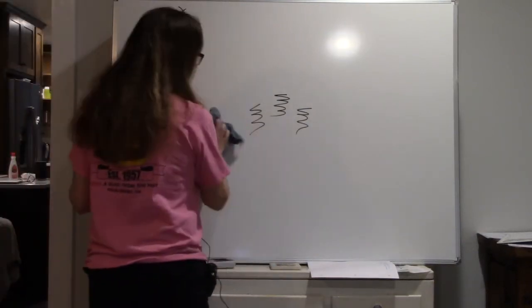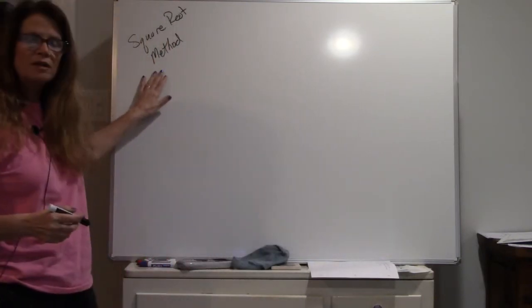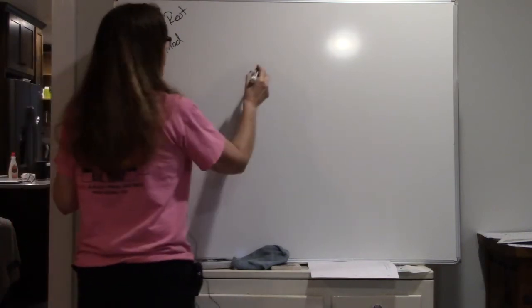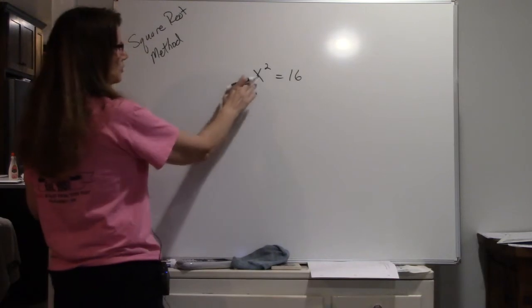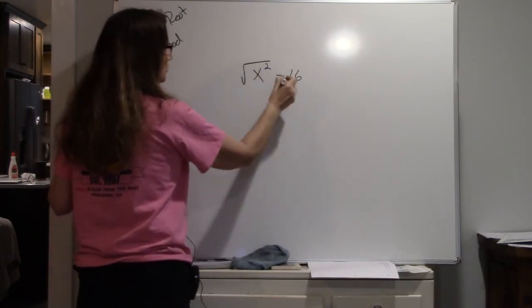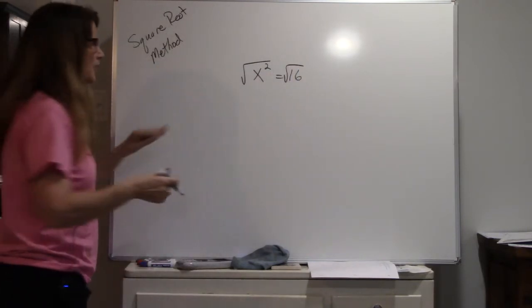All right, so page 62 is all about using the square root method. The square root method is used when you only have an x squared. So if I had x squared equals 16, remember what we talked about: what undoes something squared is the square root. Hence the square root method. You just have to square root both sides.